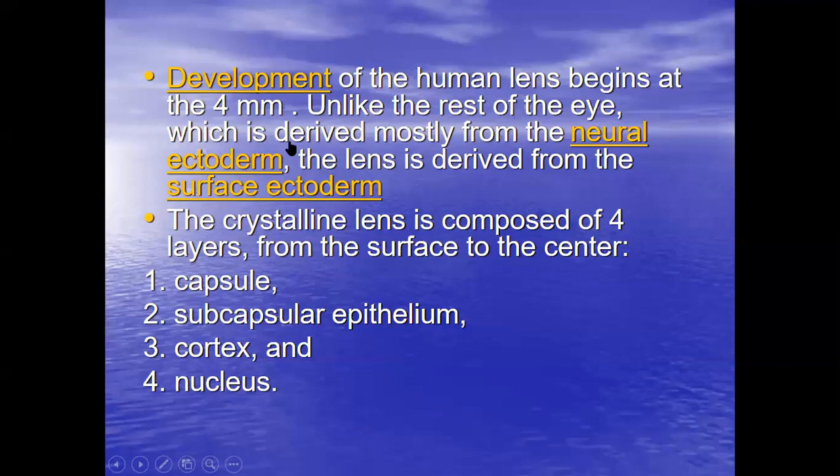Normally, the lens is composed of 4 layers. Outermost, as I showed you in the picture, is the capsule. Then is the subcapsular epithelium. I showed you the simple columnar epithelium which was covering the lens from inside. Then is the cortex, the outer portion of the lens, and the centermost portion of the lens is the nucleus. The nucleus has the oldest fibers, the cortex has newer fibers.